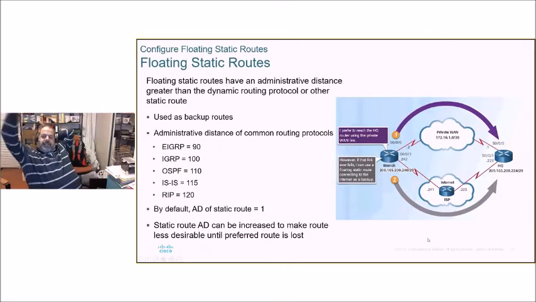Now, floating static routes. And so most static routes have an admin distance of 1, and so they will actually overrule EIGRP. And so if you make the admin distance greater than whichever routing protocol, I'd normally do it greater than 120, just so it'll be floating above all routing protocols. And so the static route AD can be increased to make the route less desirable until the more desirable one has failed for whatever reason.